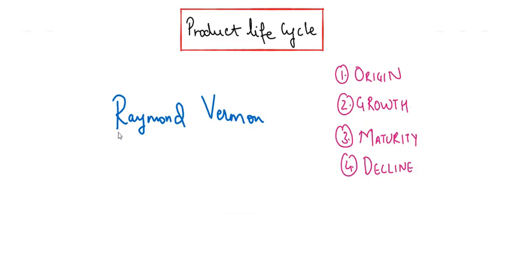The product life cycle theory was given by Raymond Vermont. The theory states how any product goes through 4 stages of life. First, the origin. Second, the growth stage. Third, the maturity. And fourth, the decline stage.